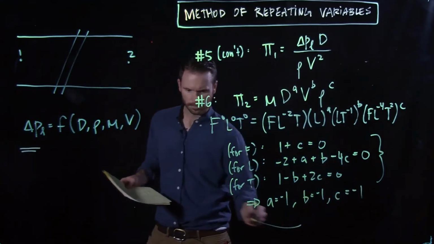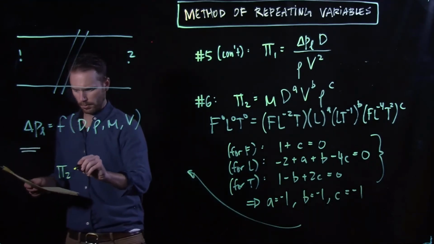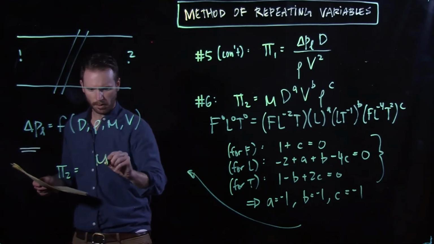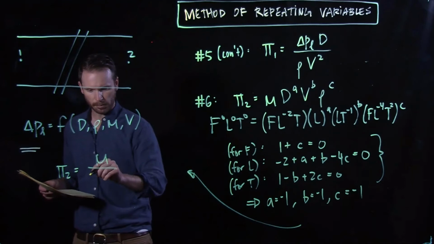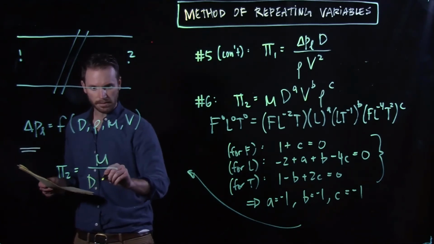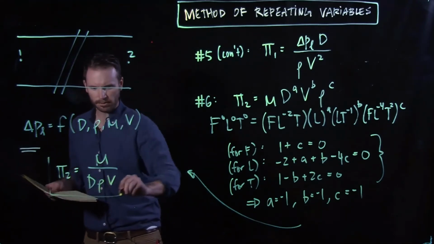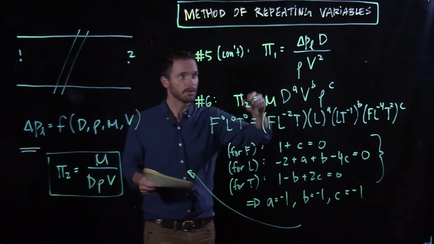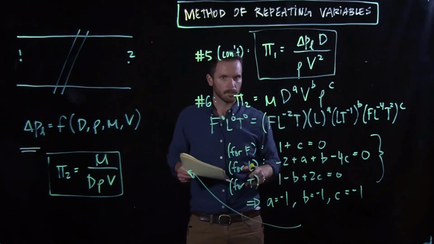Therefore, pi 2 is equal to mu, and since all of these repeating variables have the exponent -1, they all appear in the denominator. We have d, we have rho, and we have v, right? And so now we have our second pi term. So we've got pi 1 and pi 2, and what's step number 7?